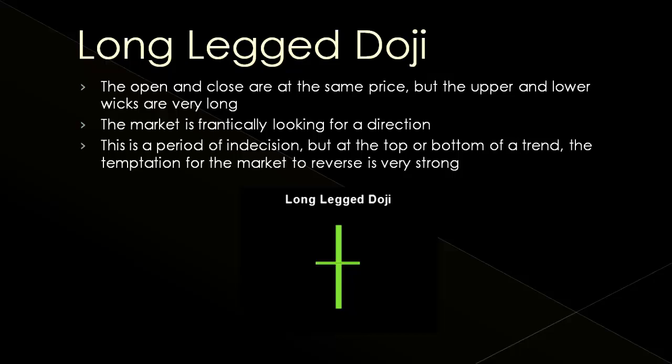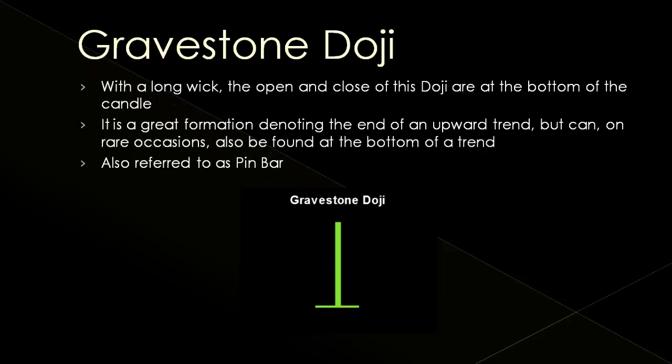Let's look at another doji. Next, we have the gravestone doji. With a long wick, the open and close of this doji are at the bottom of the candle. It is a great formation denoting the end of an upward trend, but can, on rare occasions, also be found at the bottom of a trend. It is also referred to sometimes as a pin bar. Gravestone dojis are usually found at the top of an upward trend. The market goes up, forms the long wick, comes back down, closes, and then you can expect price to go lower.